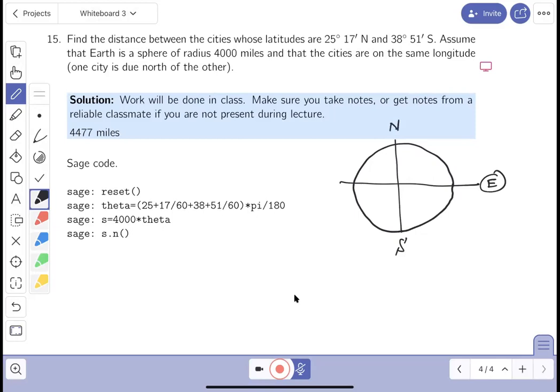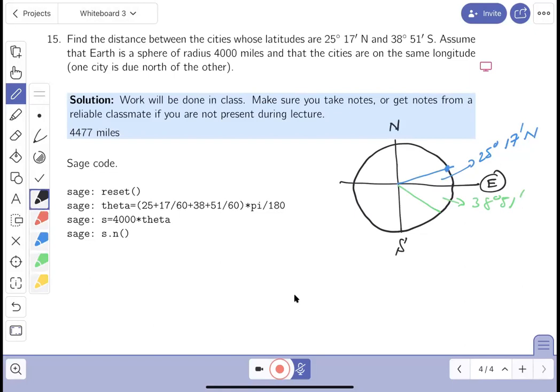But the first thing they tell me is the first one is 25 17 north. So I'm going to put this in over here. All right. So, what's this angle over here? 25 degrees, 17 minutes north. And the other guy is 38. I'll put this one down in green. The other guy is 38 degrees, 51 south.